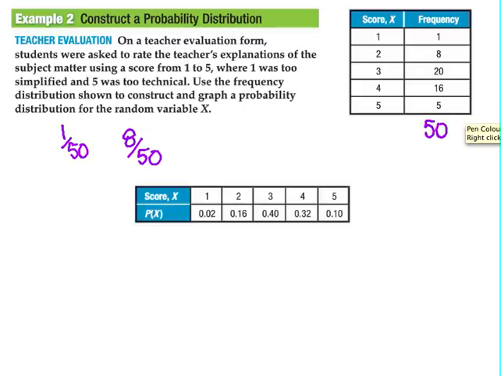Okay, so now, just to show that it is in fact a probability distribution, I'm going to go ahead and add all these values up. If you add 0.02 and 0.16 and 0.40 and 0.32 and 0.10, what do you get? 1. It equals 1. So that's how it works. Okay, that's a probability distribution. Any questions? Pretty straightforward.